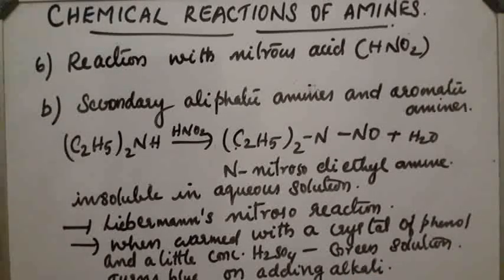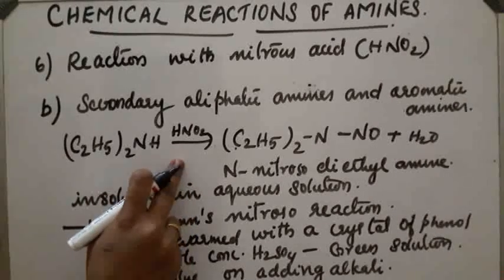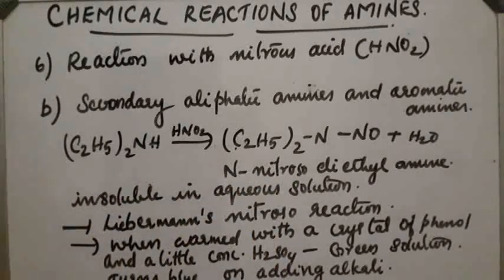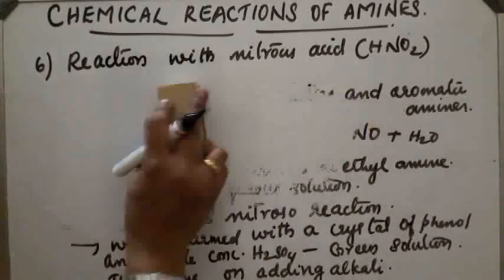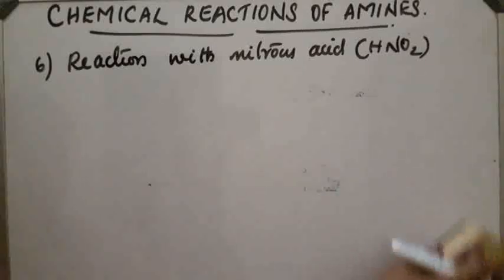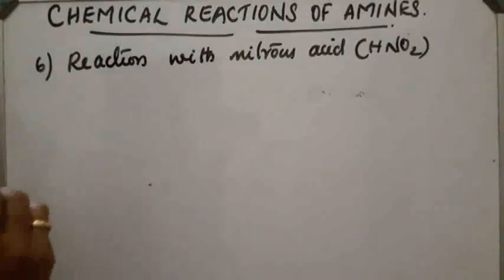So first, a secondary amine on reaction with nitrous acid forms a nitroso compound. This, when warmed with a crystal of phenol and a little concentrated sulfuric acid, produces a green solution. It turns blue on adding alkali. Now next, what will happen in the case of tertiary amines?